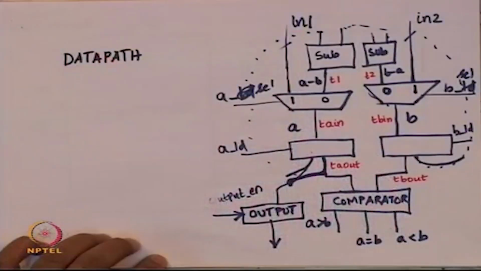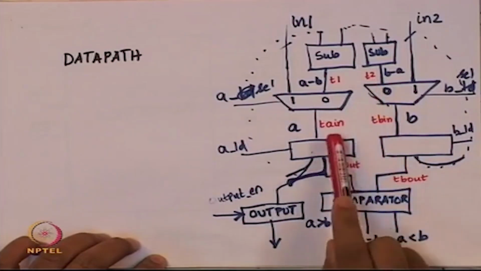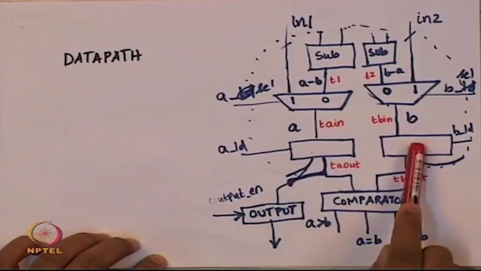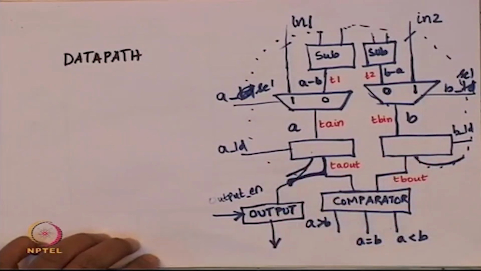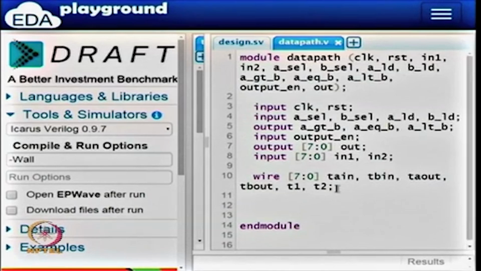I have now named the wires. So I am going to call this wire T1 and this wire T2. This is TA in, TB in, this is TA out and TB out. This is register A and that is register B. This is a register called output. So we had all of these earlier. So let us go and write the descriptions for it. So I left it at this point in the last class. So let us see the picture.